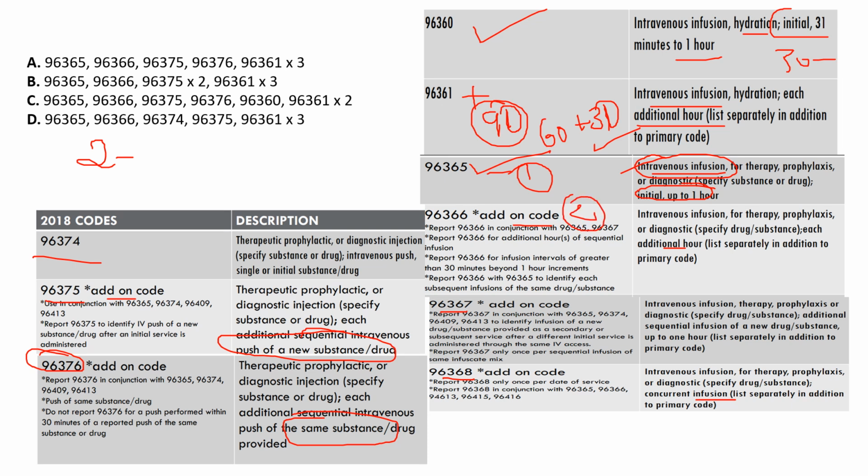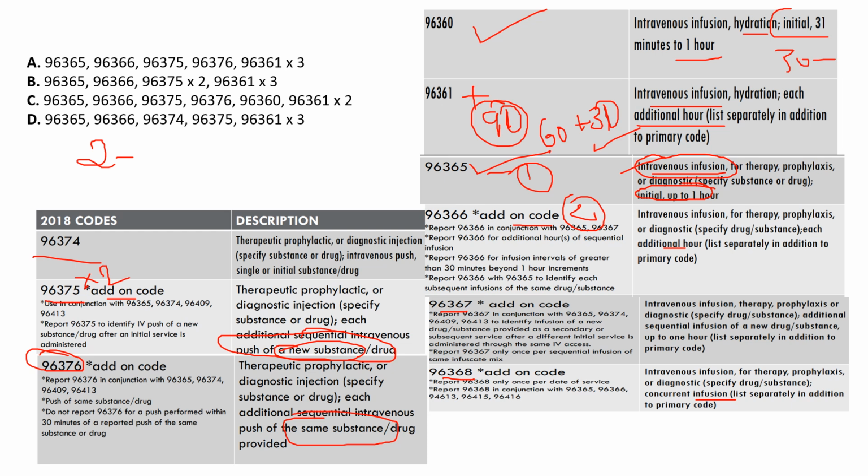And then what do I have to do? I have to go and check my IV push. For the IV push codes, they have given two different drugs. One is Demerol and one is one more drug. Okay, so for the new substance, additionally I have to use the add-on code 96375 with units 2, because two different drugs they have administered. So we are done with IV push also.